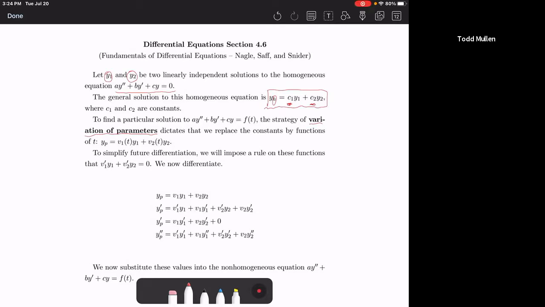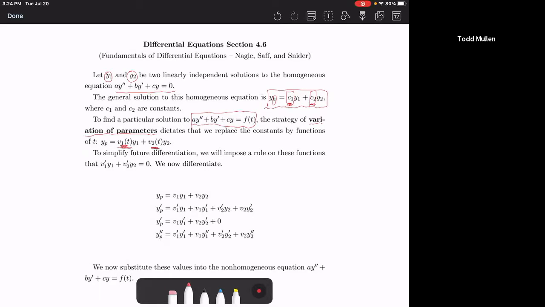To find a particular solution to the non-homogeneous version, where we set it equal to f of t, some function, instead of 0, that's where this new variation of parameters is going to come in. And it dictates that we're going to replace the constants, the c1 and the c2, by functions v1 of t, so that's just some function of t, and v2 of t, some other function of t.